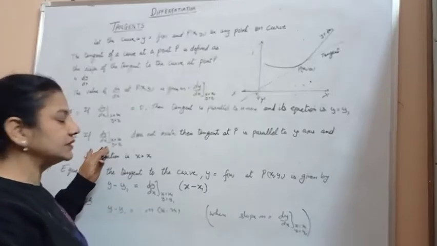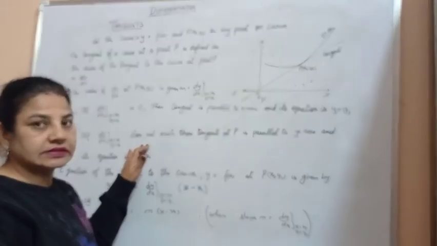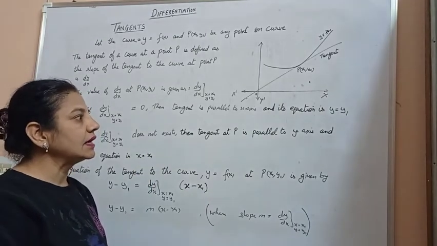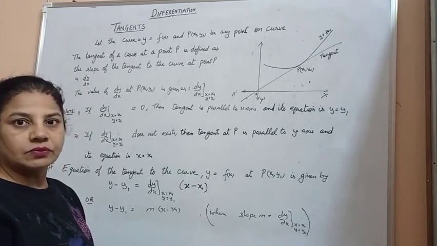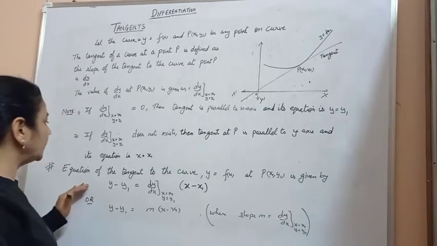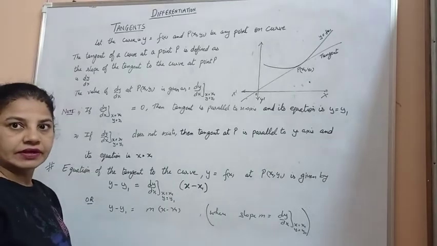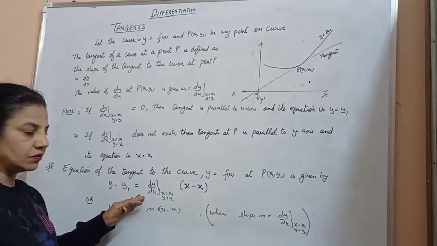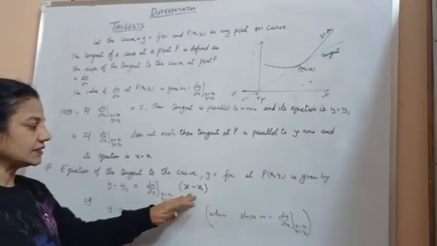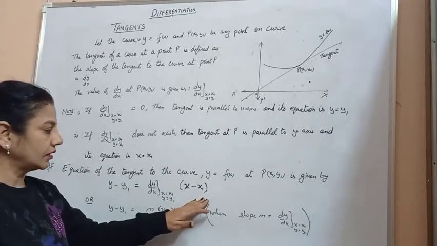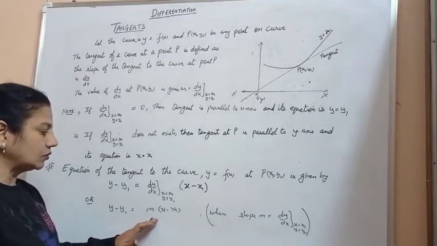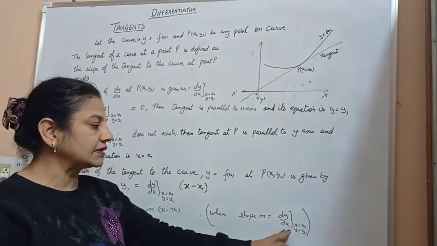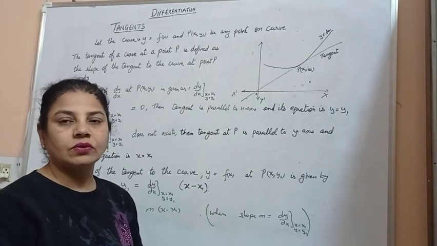And if the slope of tangent dy by dx does not exist, then we say the tangent at P is parallel to the y-axis and the equation is given as x is equal to x1. Equation of the tangent to the curve y is equal to f(x) at point P(x1, y1) is given as y minus y1 is equal to m times (x minus x1), where m is the slope and it is given as dy by dx at x equal to x1, y equal to y1.